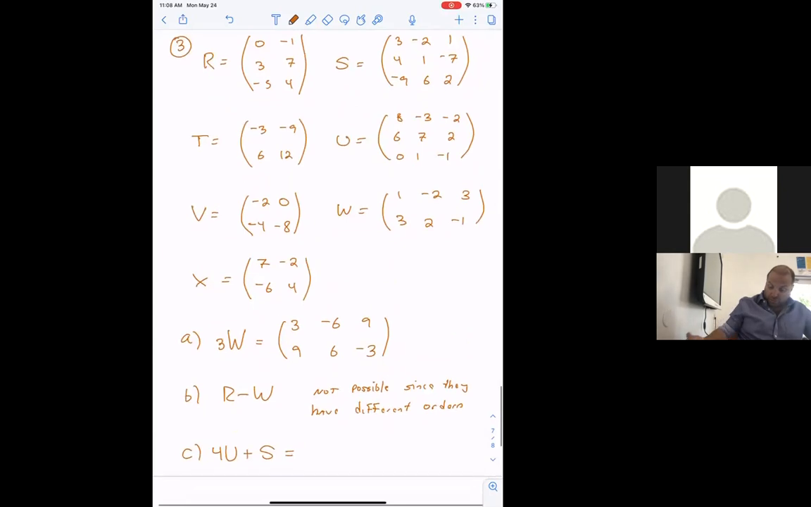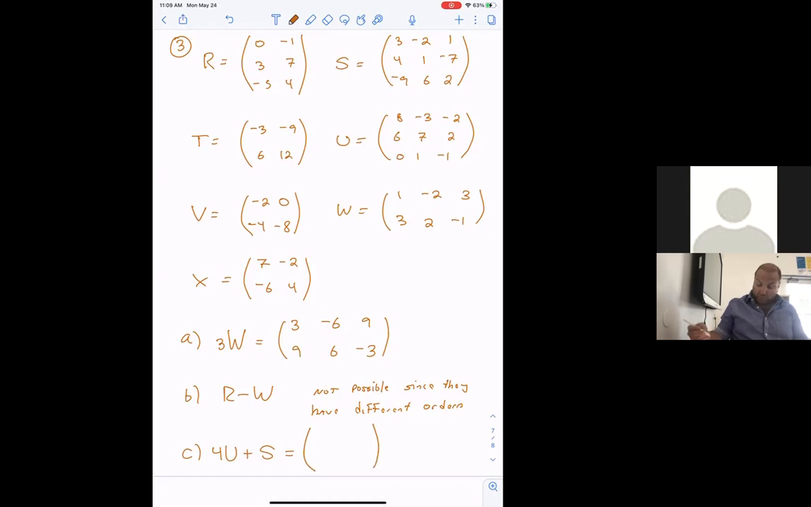4 capital U plus capital S. Well, what comes first, multiplication or addition? Multiplication comes first, and I can certainly multiply 4 by U. But before I take my time doing that, I want to make sure that the resultant matrix can be added to S. Now, when you multiply U by 4, you don't change the order, so it remains 3 by 3. S is also 3 by 3, so it can be done. So let's go ahead and do it.